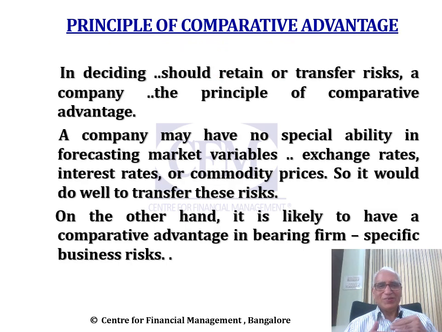Principle of comparative advantage. In deciding whether a firm should retain or transfer risk, it should follow the principle of comparative advantage. A company may have no special ability in forecasting market variables such as exchange rates, interest rates, or commodity prices, so it would do well to transfer these risks. On the other hand, it is likely to have a comparative advantage in bearing firm-specific business risk. For example, an R&D intensive pharmaceutical company like Amgen may have a comparative advantage in bearing R&D risks.